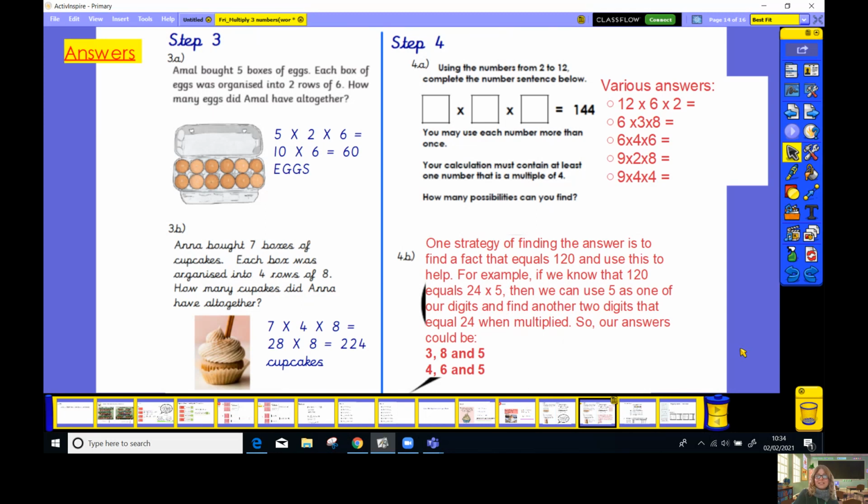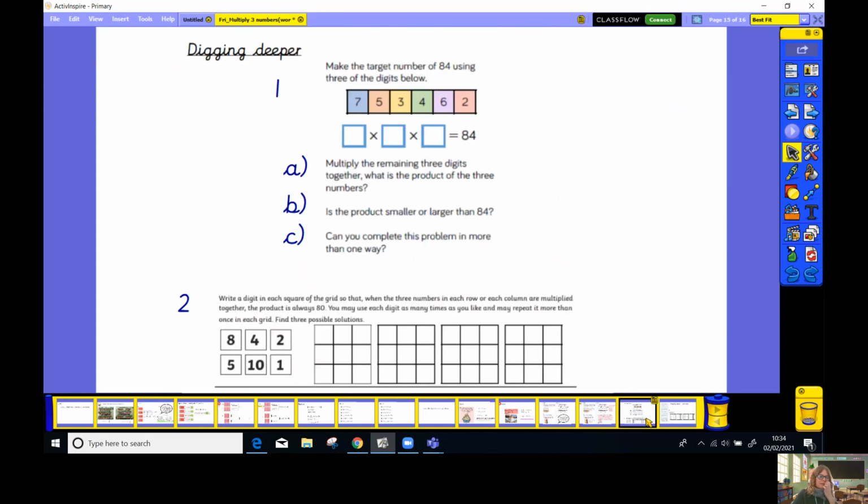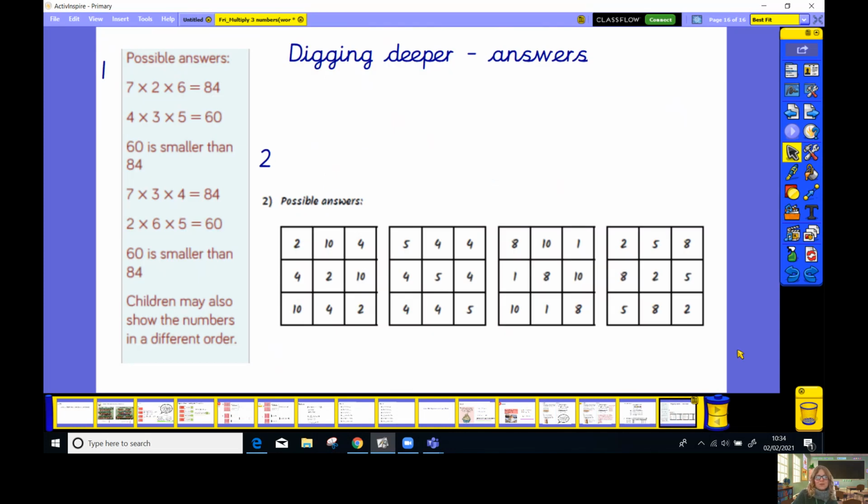Now, before you move on to digging deeper, make sure you have answered the questions and answer them using a different colour pen if possible. Some of you might want to have a go at the digging deeper now, so pause the video and have a look at these questions. Don't forget to answer your questions before you hand them in today. So pause the video now and answer your digging deepers if you got this far.